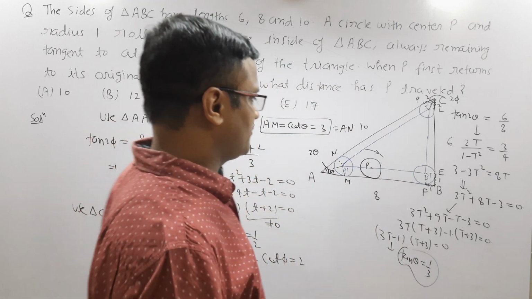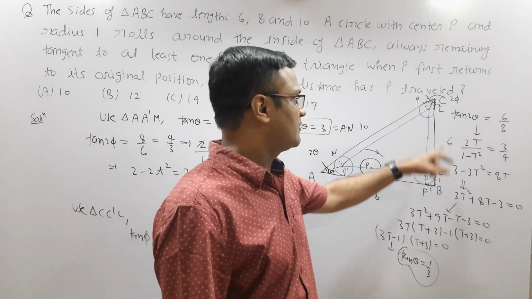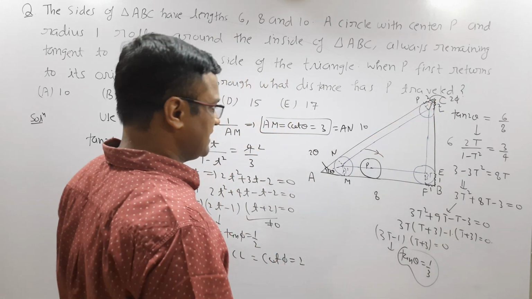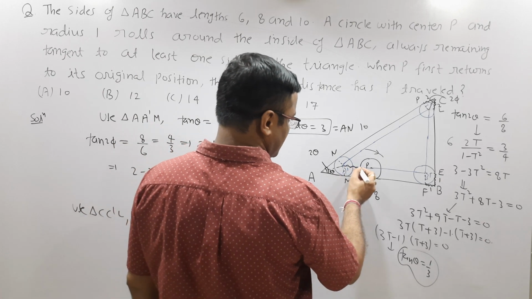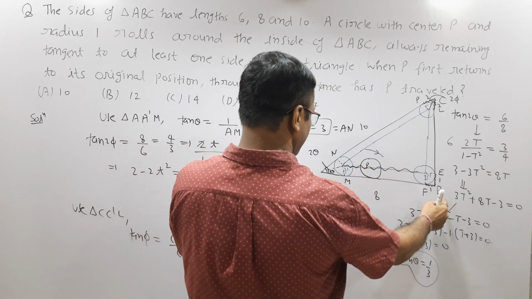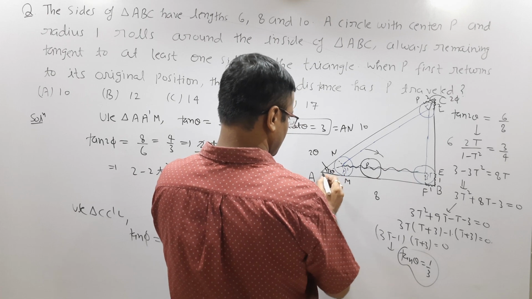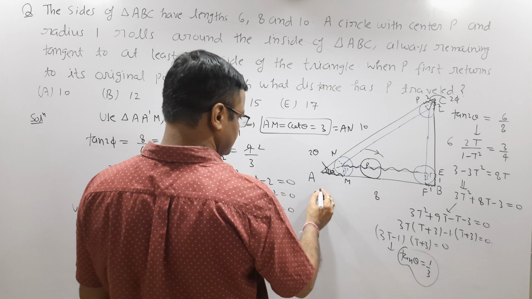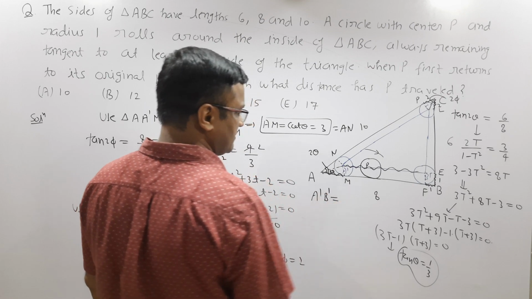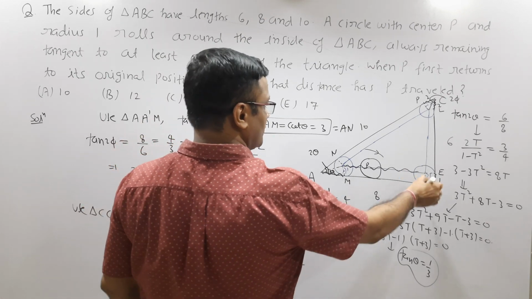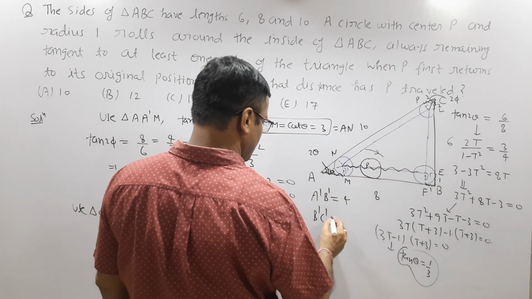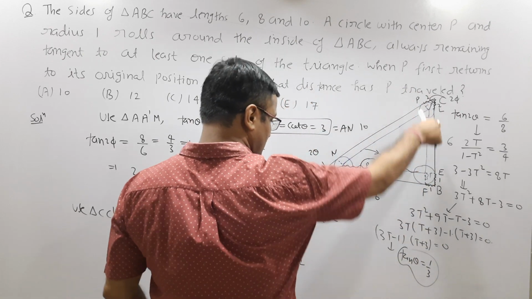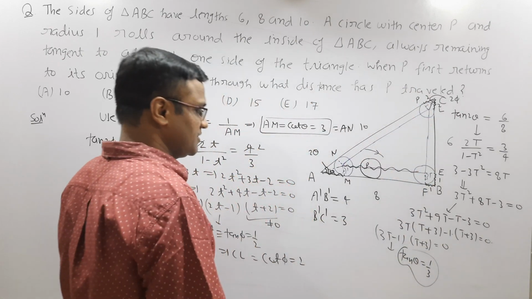So the length of tangent from vertex B is 1 unit, from vertex C it is 2 units, and from vertex A it is 3 units. So the length of A prime B prime is what? This whole length is 8 units, here it is 3, this one is 3 units, this one is 1 unit. So A prime B prime is, I think, 4. What about B prime C prime? The length of B prime C prime: it is 1, it is 2, this one is 2, 1 plus 2 is 3, the whole length is 6, so B prime C prime is 3 units.